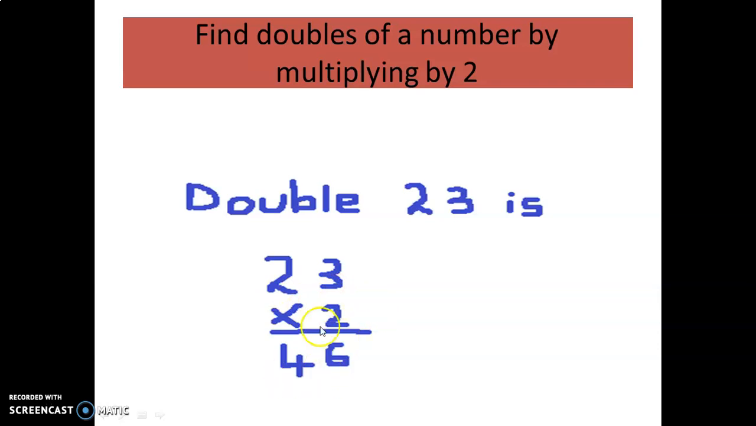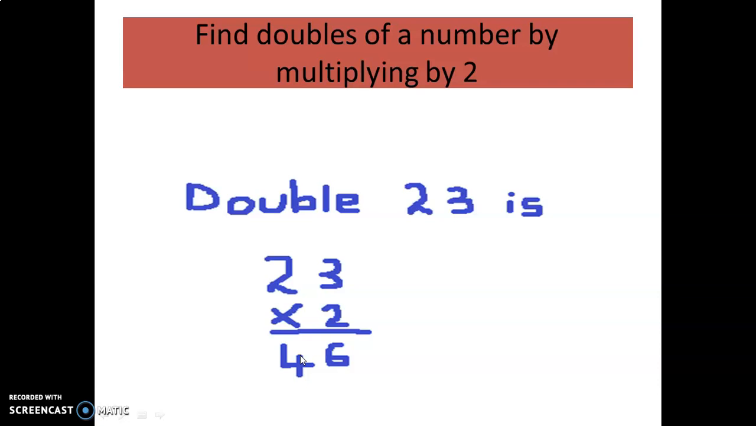So here we are going to start with the ones. We multiply 3 times 2. You have 3 fingers and then you count on 2. 3 fingers, count on 2: 2, 4. So that is a formula that we are going to use today, counting in twos. We are going to find double of a number by multiplying by 2.